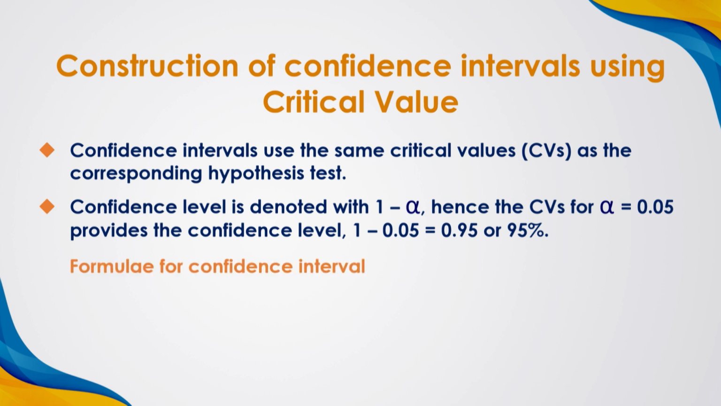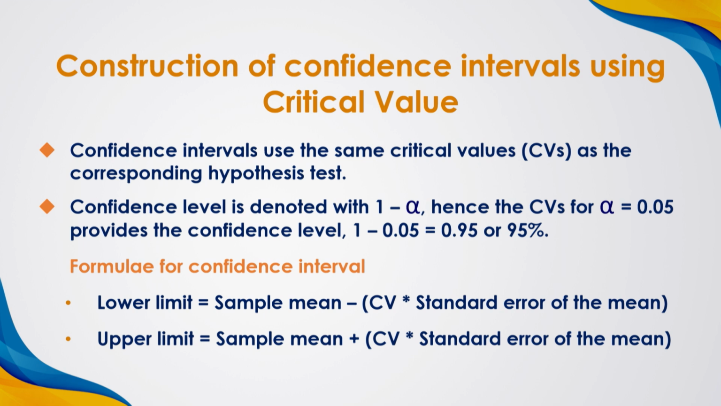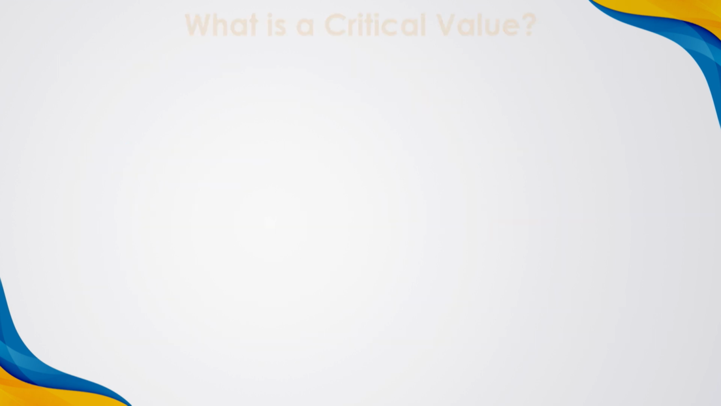Formula for confidence interval: lower limit equals sample mean minus critical value times standard error of the mean. This is the lower limit of the confidence interval for the population mean. Similarly, the upper limit of the confidence interval for the population mean is sample mean plus critical value times standard error of the mean.